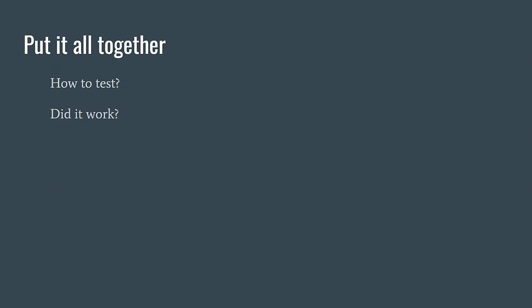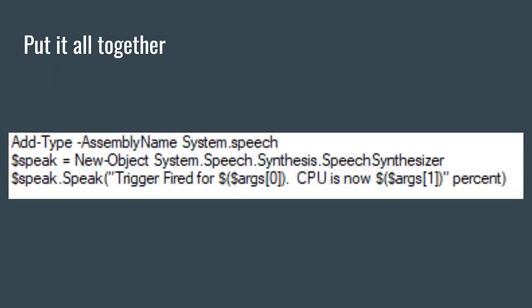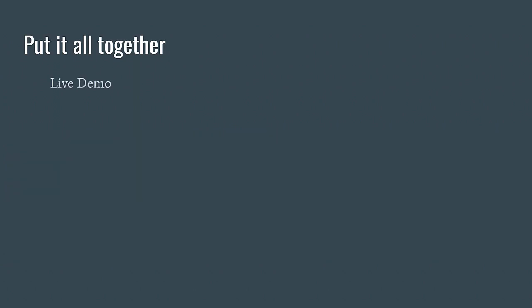First off, what I've done is I've created an SBA, and this is it. Our script action is 3 lines. I add the assembly type System.Speech, and then I create a new object from it, and then I tell that object to speak some line of text. So you can see it'll say something like, trigger fired for something, CPU is now something percent, as an example of one of the ones I've done.